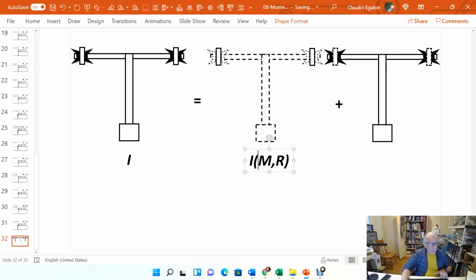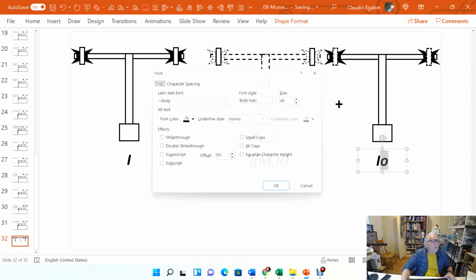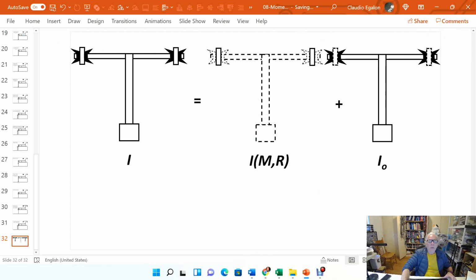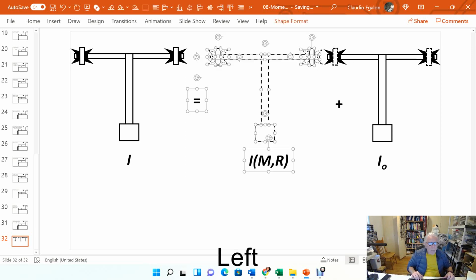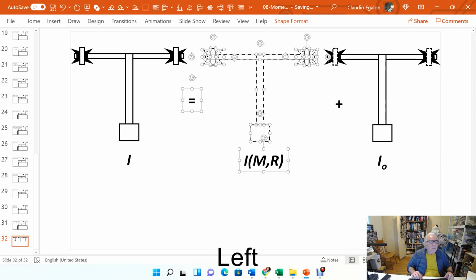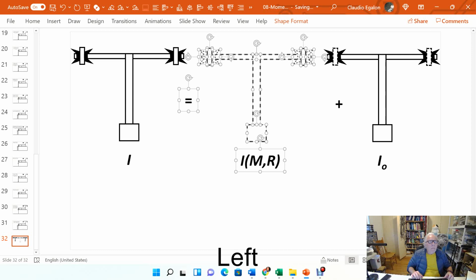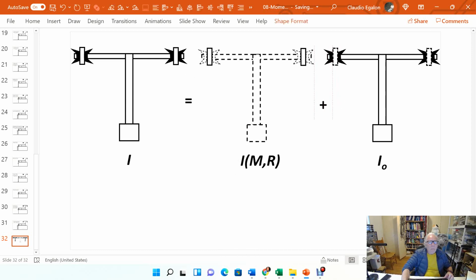This one I call IMR, which is the one that you want to find. It should be MR squared. And this other one I call I naught, which is the moment of inertia that we measured without the masses.